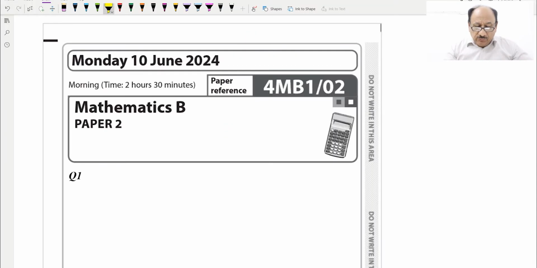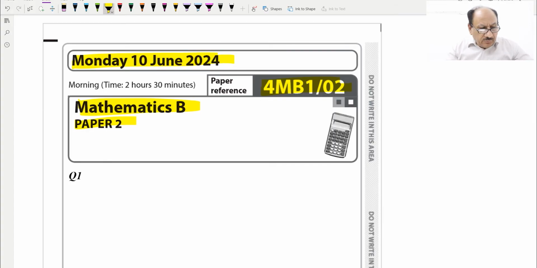Hello everyone. Today we'll be going through the latest paper for Mathematics B, paper 2, code 4MB1/02. This was conducted on Monday 10th of June 2024.